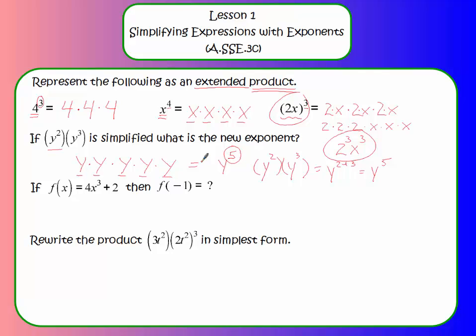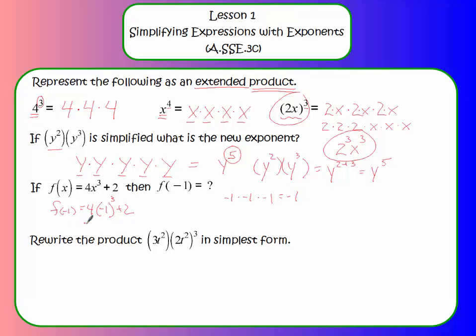Let's take a look at some function notation. If f of x equals 4x cubed plus 2, then f of negative 1 equals what? Well, all I'm going to do is plug in negative 1 in for x, right? So f of negative 1 equals 4 times negative 1 cubed plus 2. Over on the side here, I'm going to just show you what negative 1 cubed is. So that would be negative 1 times negative 1 times negative 1. Well, negative 1 times negative 1 is positive 1, and positive 1 times negative 1 is negative 1 again.